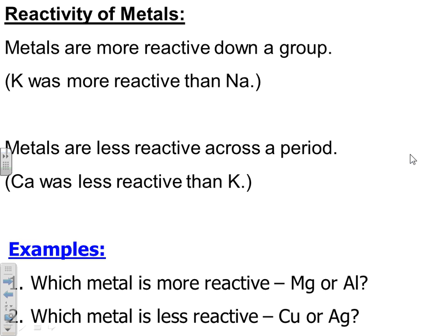Metals are more reactive when you go down a group. Potassium was more reactive than sodium. It has everything to do with the large atoms. Because there's an extra orbit, the atoms are bigger, the reaction is more vigorous.